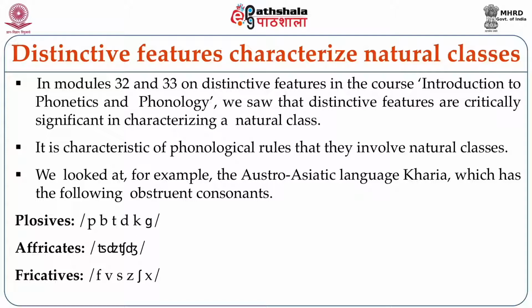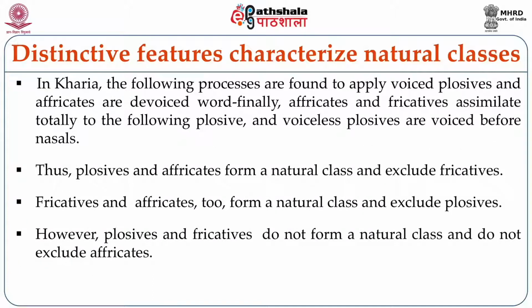Let's take a look at data from a language known as Khadiya. Now, in Khadiya, we have three types of obstruents. We have plosives: pa, ba, ta, da, ka, ga. We have affricates: tsa, za, cha, ja. And we have fricatives: fa, va, sa, za, sha, and kha.